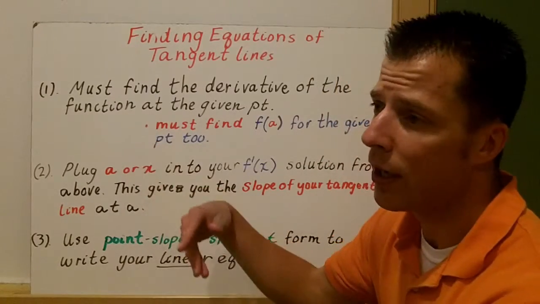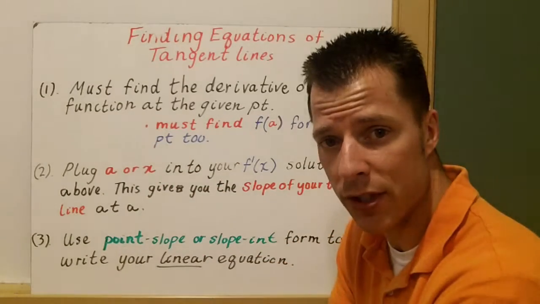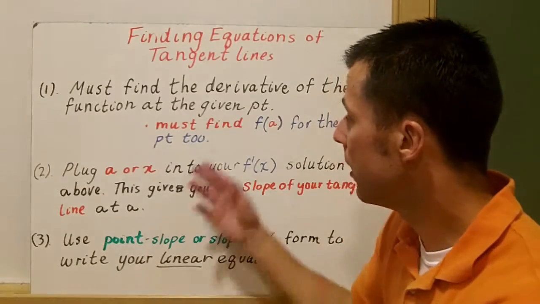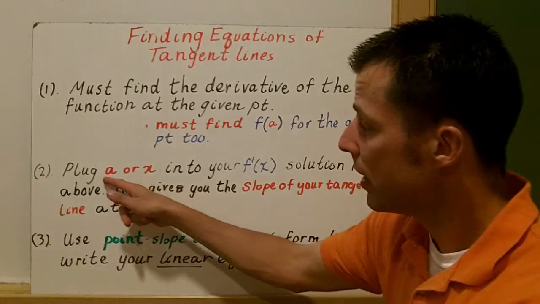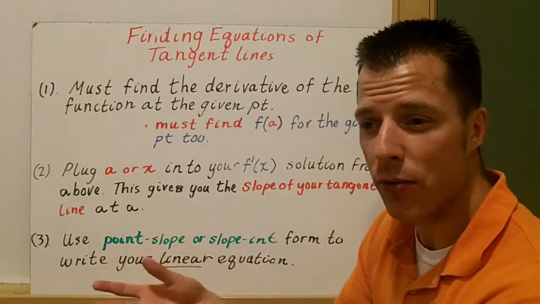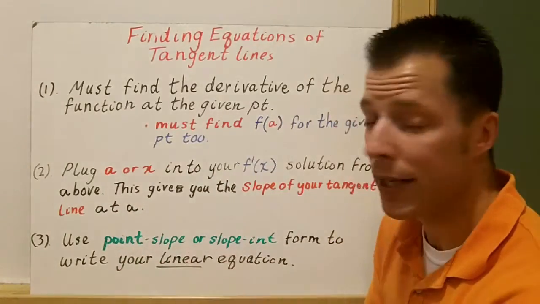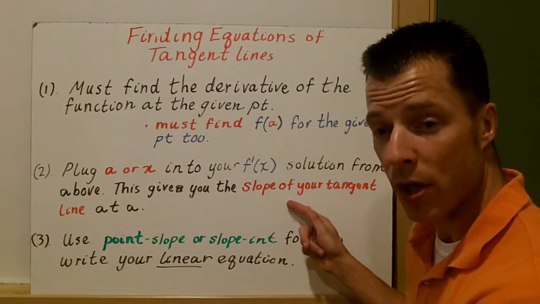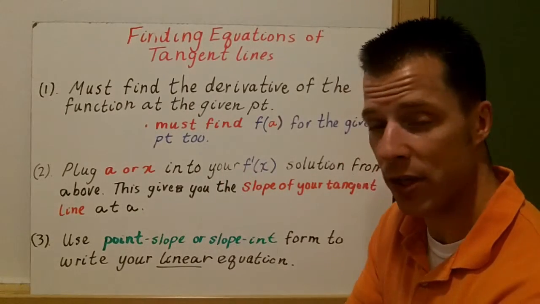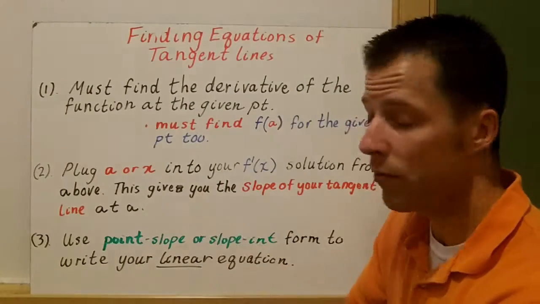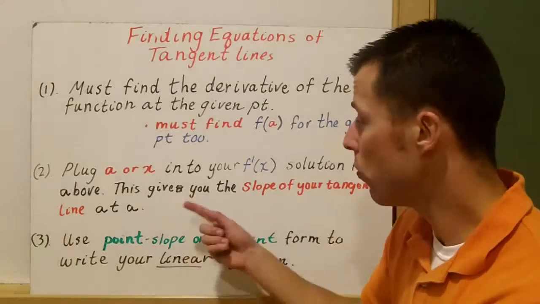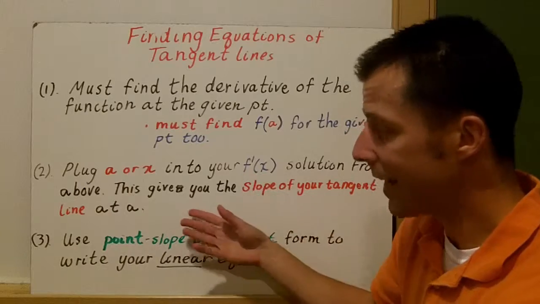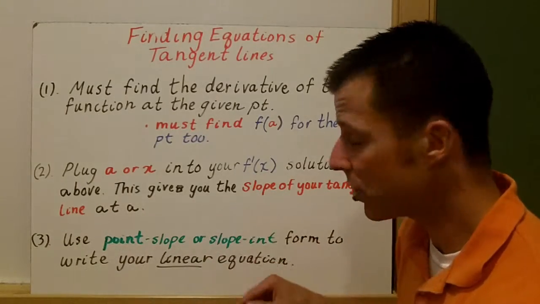So number one, if you're finding a tangent line of a function, you've got to find the derivative of that function. That's number one. Number two, once you find that derivative expression, you have to plug in the given x value into f prime to find the slope. You're going to take the derivative, and you'll have an expression with a variable, most of the time x. So you just plug the x I give you into f prime. That's going to give you the slope of that tangent line.